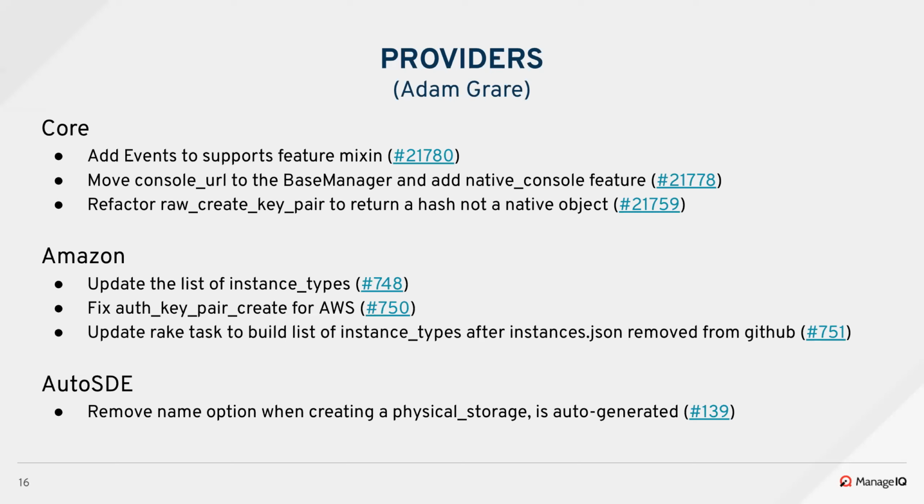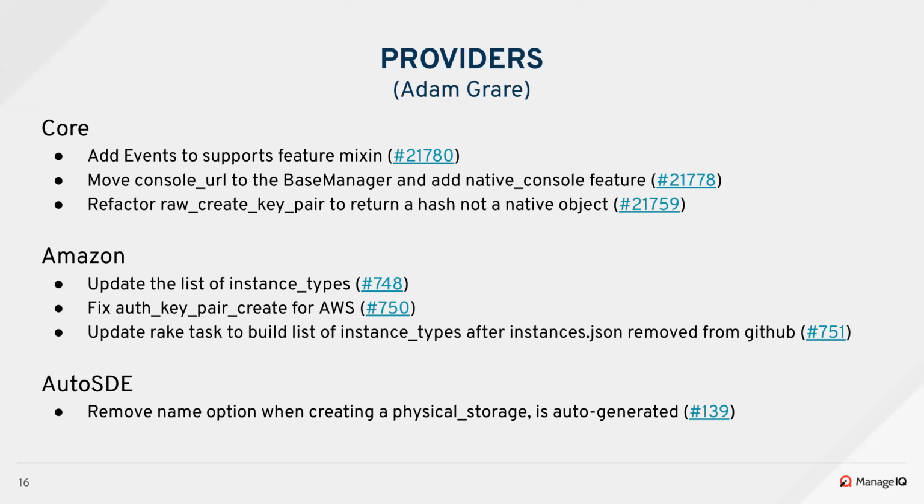We refactored raw create key pair to return a hash. Previously, this was initially implemented by OpenStack, and OpenStack just returned the native object that's returned from the API. And this logic bled into core, which was checking for features off of the returned object. This isn't really good for pluggability, so we switched it to return just a straight hash, and that way it's easier for different providers to implement this.